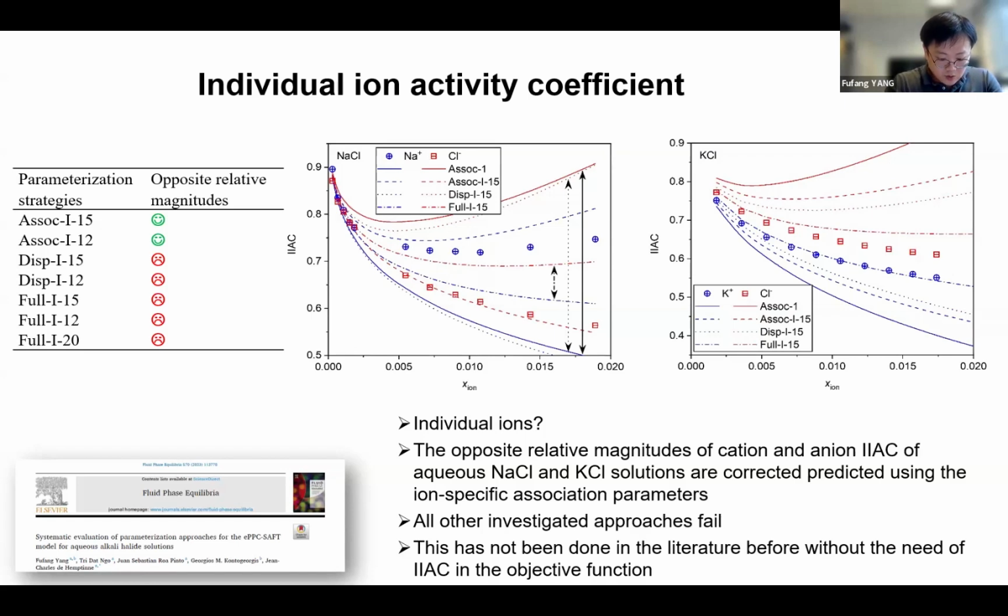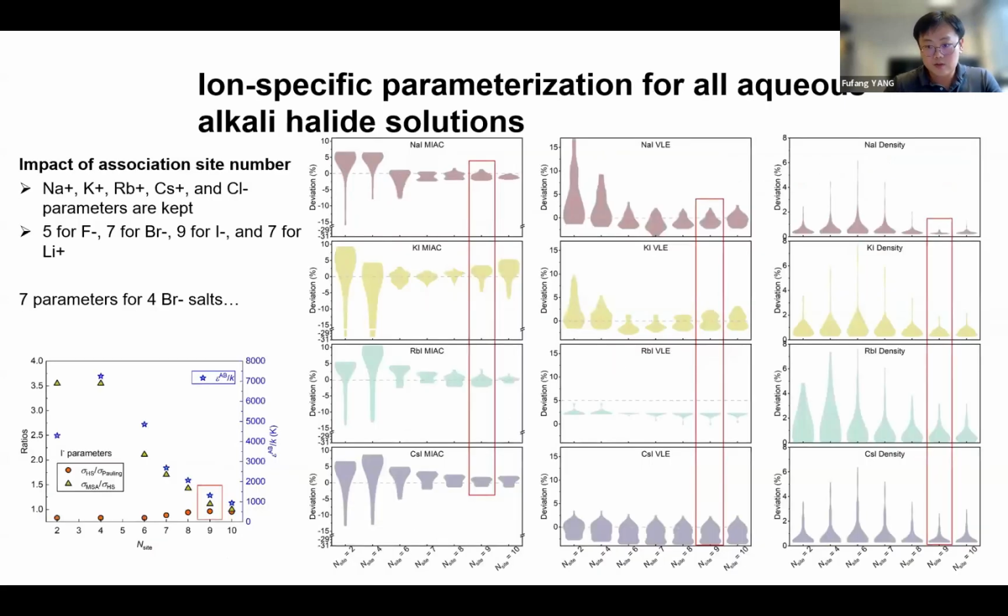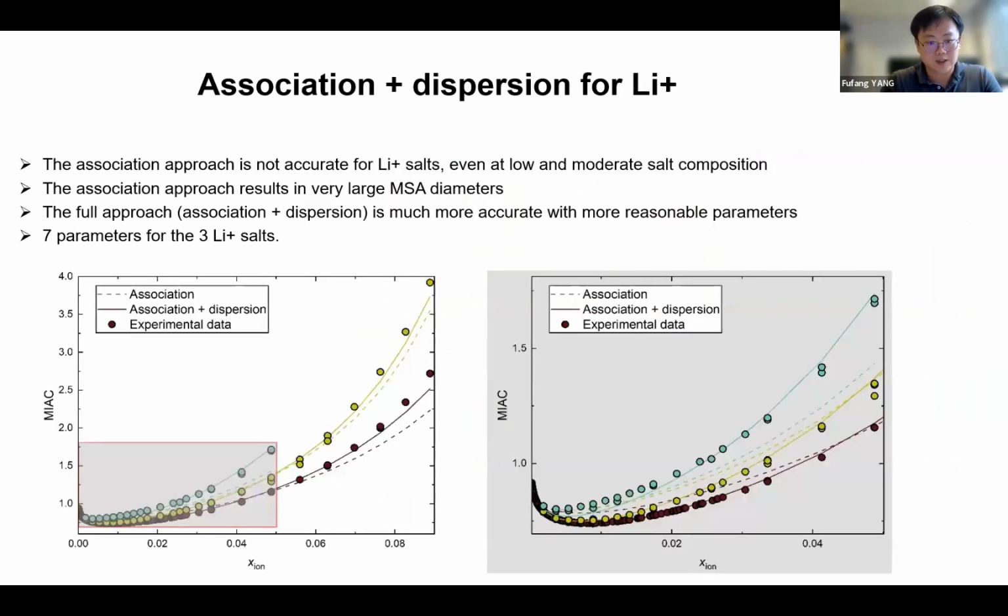And then we extended this ion-specific parameterization approach to the other alkali halides. And we had 15 parameters for the four chloride salts. And now we could reuse the cation parameters. And when we extend this to the bromides, we have 7 adjustable parameters for the four salts. This is a very small number, less than 2 per salt, and it is about the same accuracy.